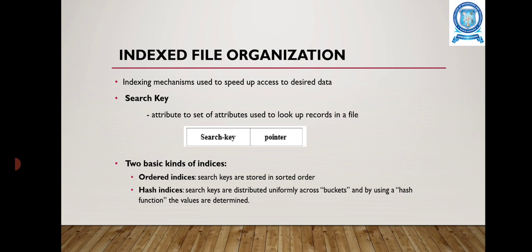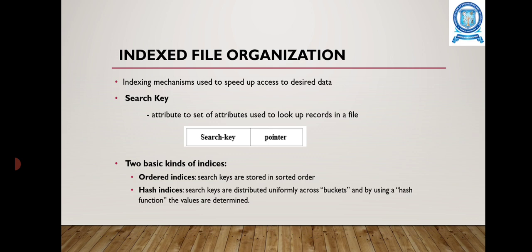This is the structure of the index file. Index files are typically much smaller than the original file. The index file consists of records in the format: first the search key, then a pointer. There are two basic kinds of indices. First are the ordered indices, second are the hash indices.